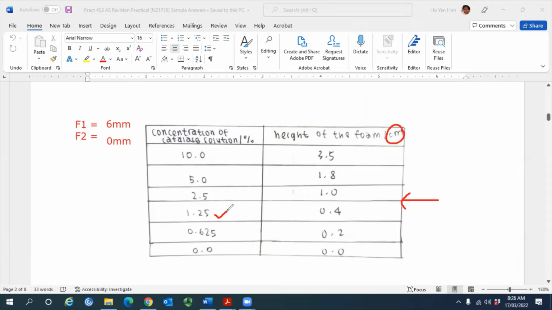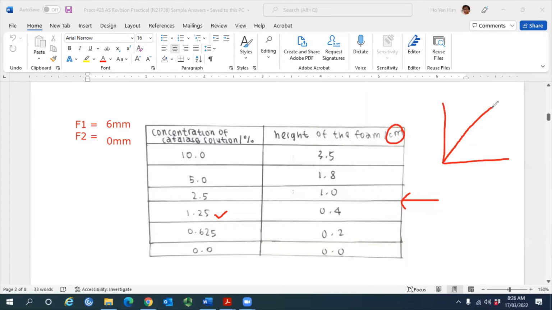So they ask you, how are you going to get it accurate? Of course, you need to plot the graph lah. You use the data from here to plot the graph. Okay, and you draw the best fit curve. So as concentration increases, the height of foam increases. So it could be a straight line. Okay, best fit curve, straight line.